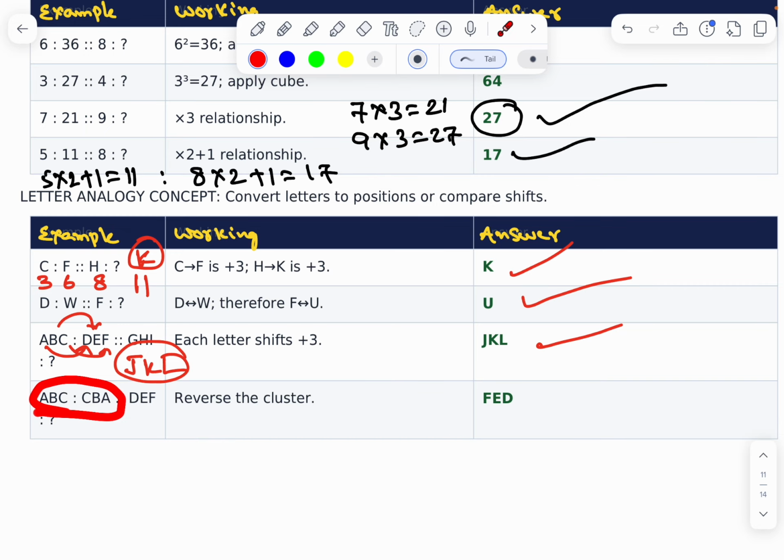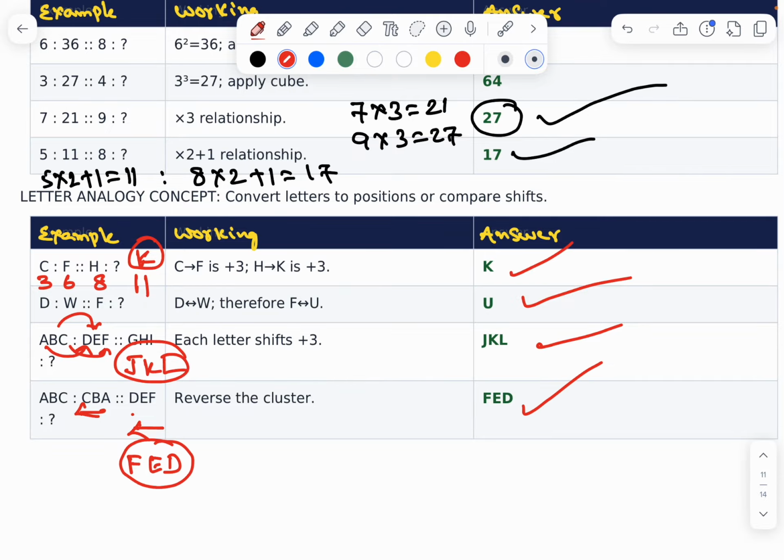A, B, C, C, B, A. What is D, E, F? Okay. A, B, C, they are written in reverse order. Therefore, for D, E, F the answer is reversed. F, E, D. This is the answer. Okay.